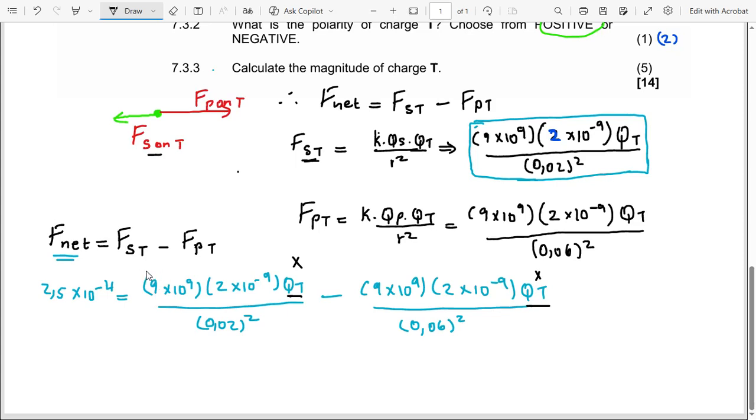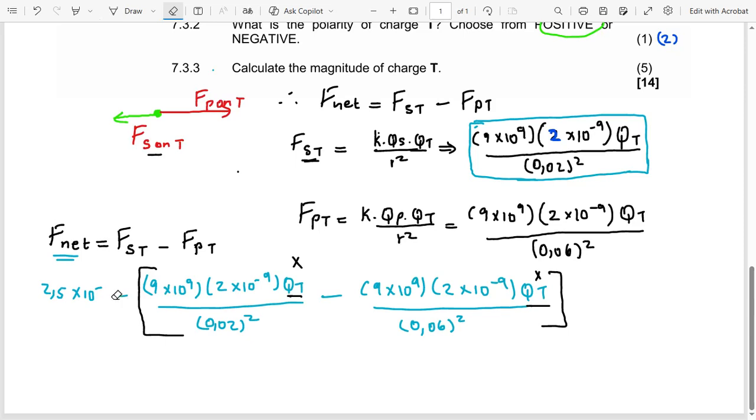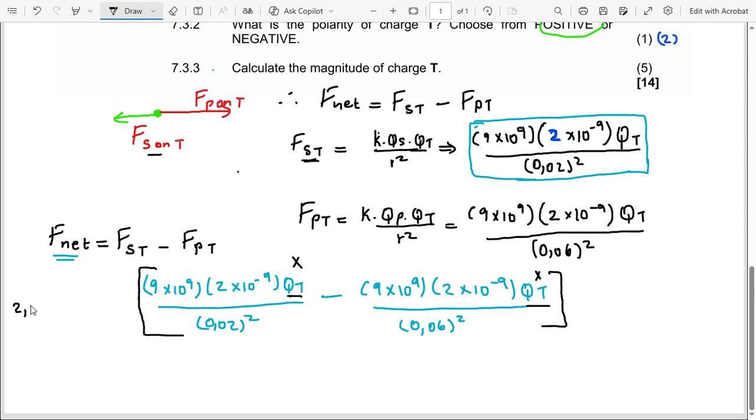and then I'm going to take everything, punch that on the calculator, and then I'm going to have QT outside. Let me rewrite this equation here. I'm very sorry about the space now. So I'm just going to rewrite this. Okay, so the F net is 2.5 times 10 to the power minus 4. It equals, I'm going to take the QT outside, then I'm going to remove that from the equation.